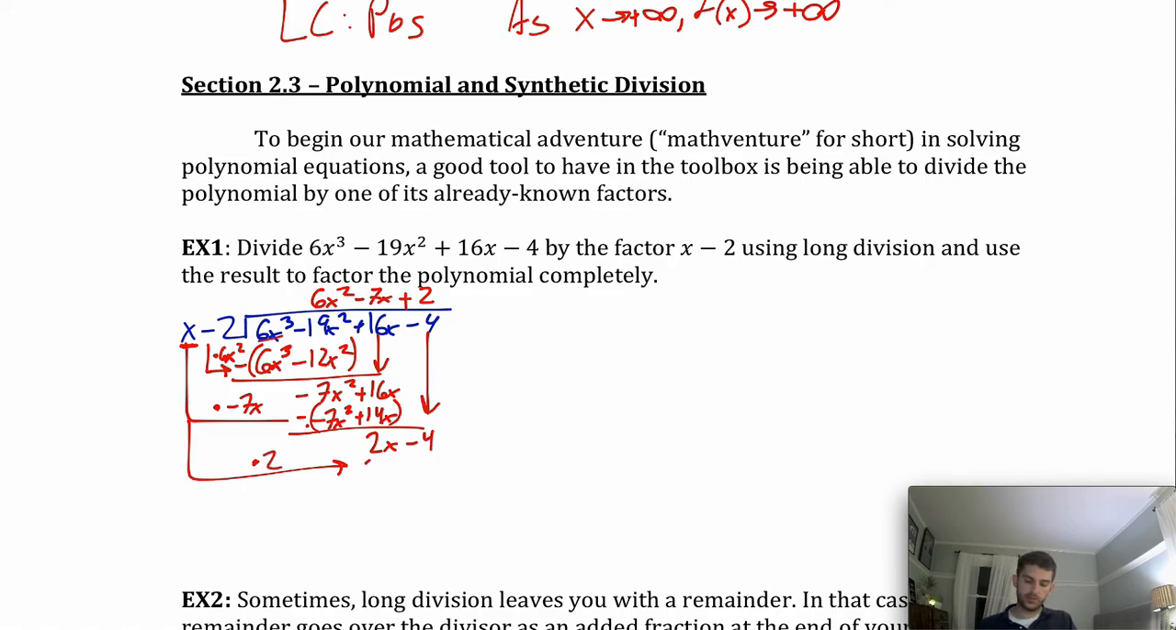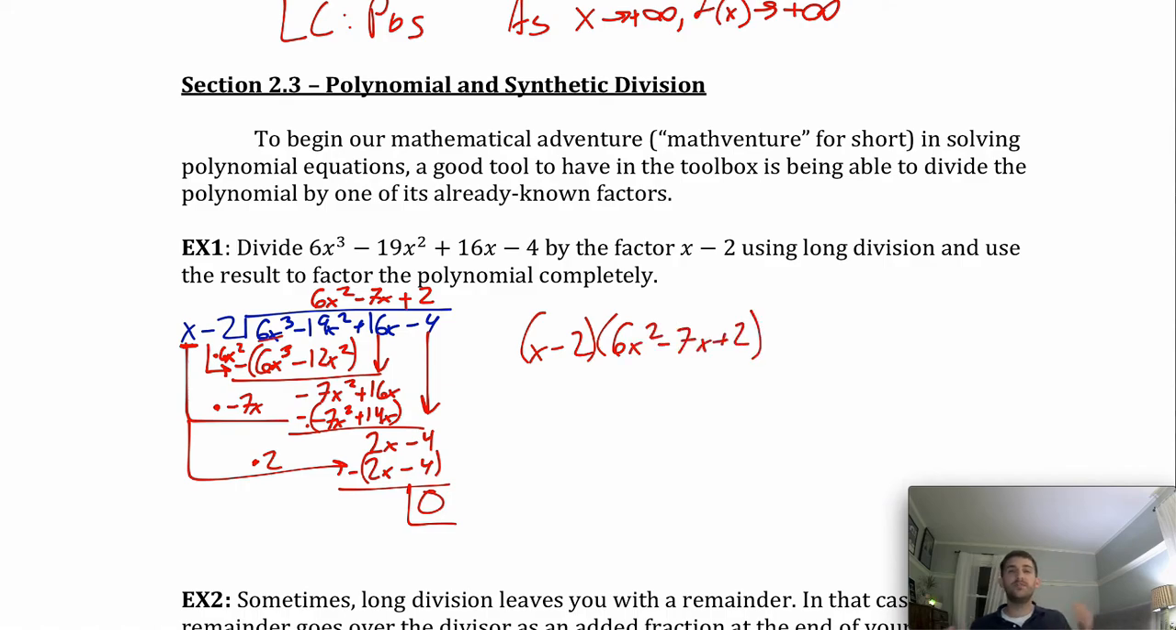So x times 2 is 2x. Negative 2 times 2 gives us negative 4. And we'll subtract these two lines, and we end up with 0, which is good because that's our remainder. So what we end up with, we kind of just factored out the x minus 2 from that function. What we're left with is 6x squared minus 7x plus 2.